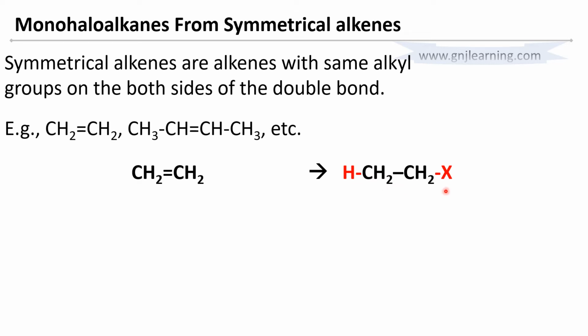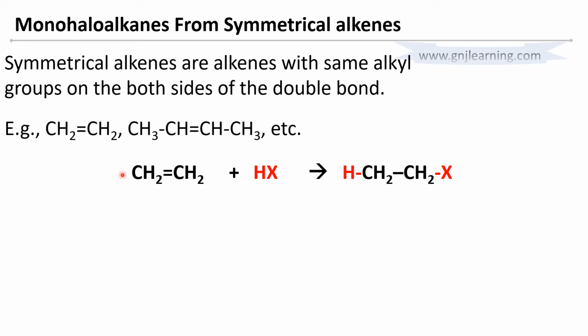So what are the things that are added here? On the left it is H, on the right it is X. So it is easy to predict what reagent you have added here. It is nothing but HX, that is hydrohalic acid. Clear? So if you have an alkene, in this case a symmetrical alkene, you just add hydrohalic acid.